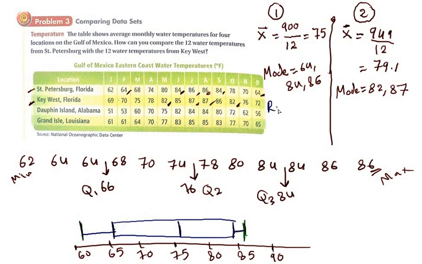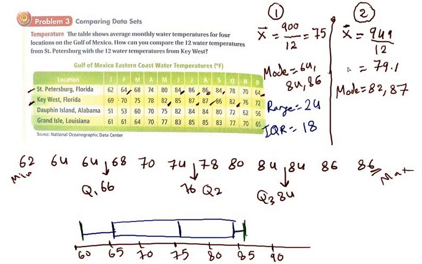To find the range, we need to subtract the maximum minus the minimum. 86 minus 62, and this is 24. The interquartile range is the difference between Q3 and Q1, and this is 84 minus 66, which is 18.